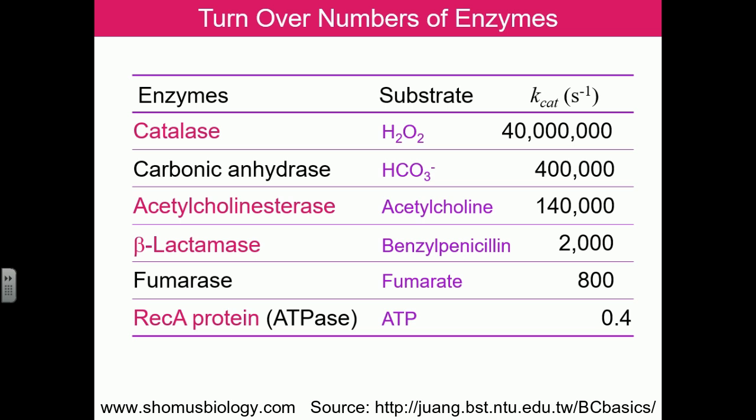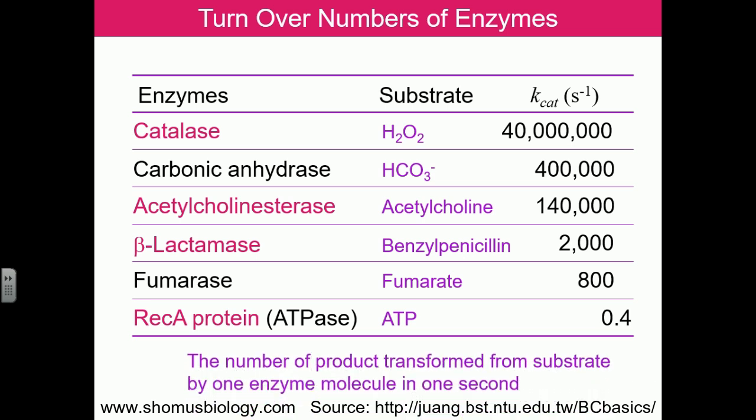Now in this case, if we take one example, that is RecA protein, which is an ATPase that utilizes ATP as a substrate, it has a turnover number of 0.4, indicating that it takes 2.5 seconds to use a molecule of ATP and convert it to ADP.